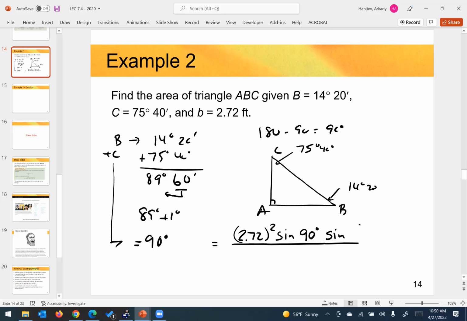And then sine of 75 plus 40 over 60. You can do that as 75 plus 2/3, right? 2/3. Yeah, absolutely. And this one's going to be B, right? 14 degrees plus 20 over 60. So punch that in. What did you guys get? 14.477. So 14.5, round that.